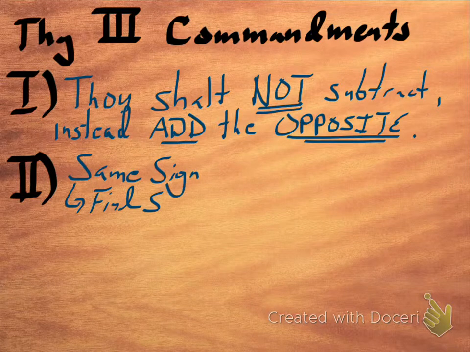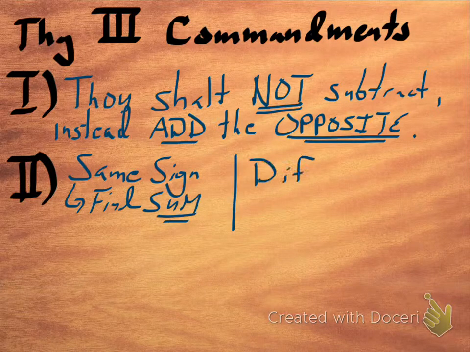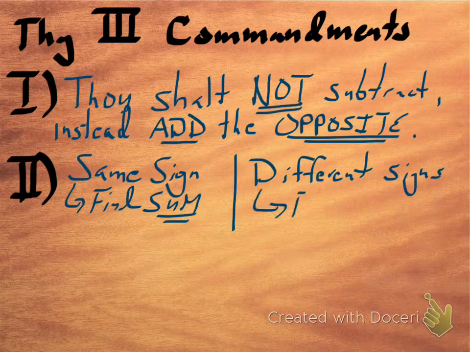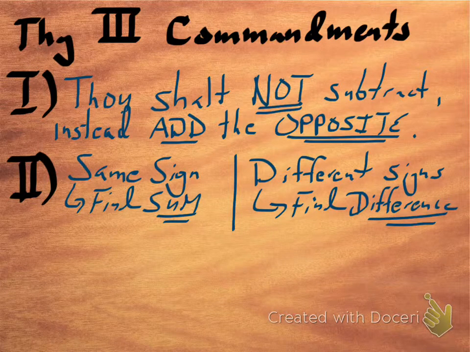So if they're the same sign, I should find the sum. Excellent. And if they're different signs, I should find the difference. Now sum is basically a fancy name for adding the values together, and difference is a fancy name for finding the difference between them, which is kind of like a subtraction problem. But I'm not subtracting the original integers.